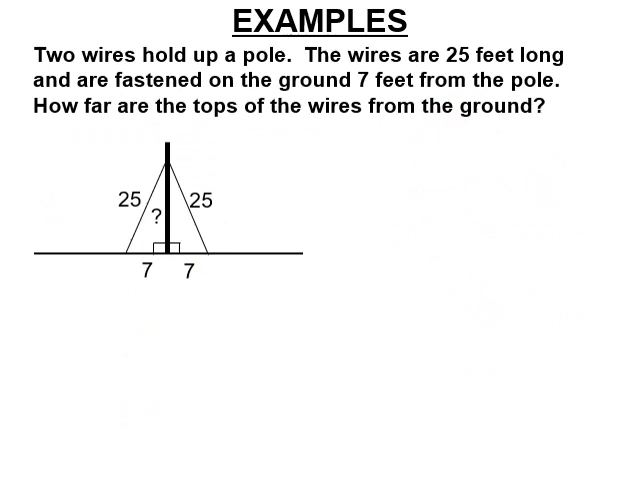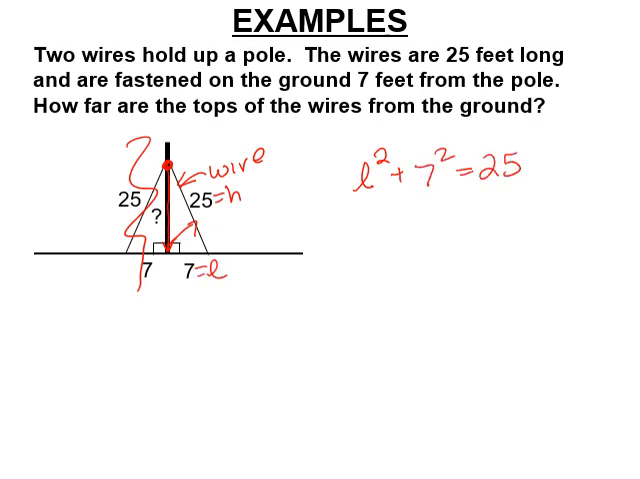So when you see pictures like this, the key to it is you really only need one side of the picture. Hopefully you see two right triangles, but they're both the same, just facing opposite ways. So this is a wire that's holding up this pole. They're going to find this distance from the top of the wire down to the ground. Hopefully we see that this side has to be our hypotenuse. So we're going to do a missing leg squared plus the other leg is 7 equals 25 squared.